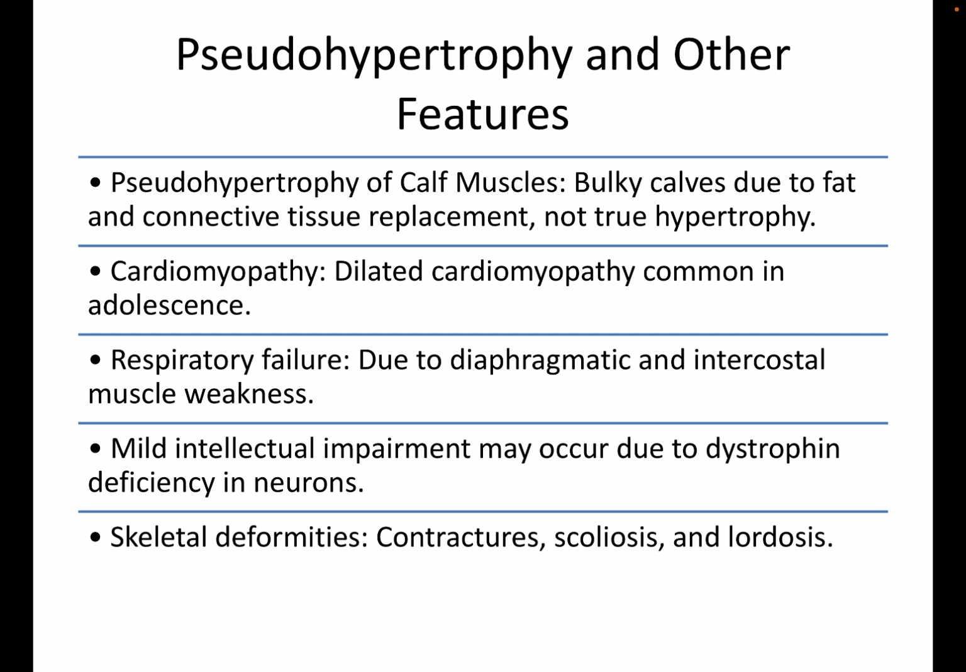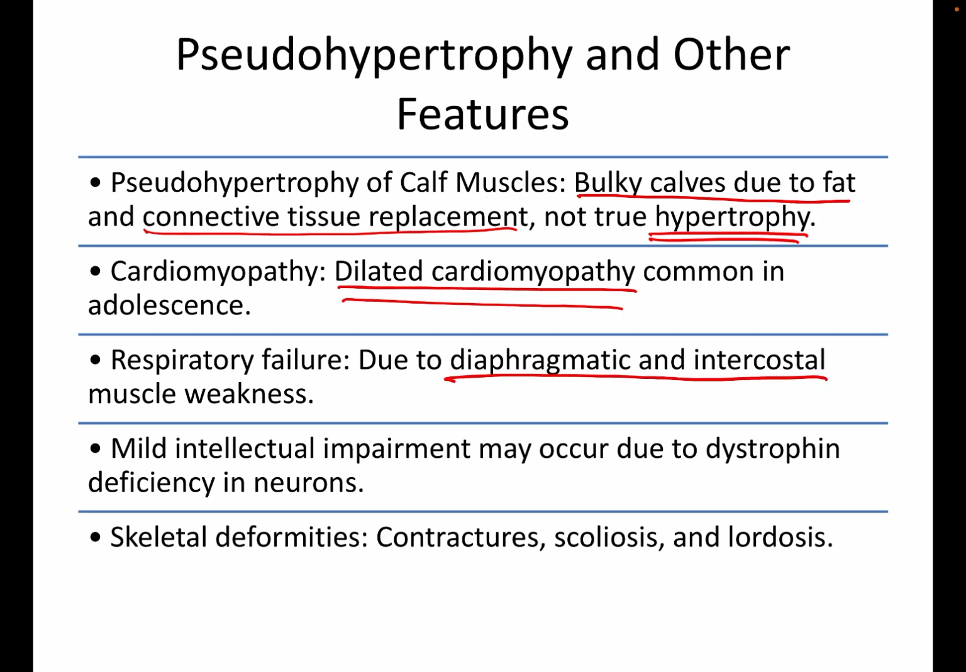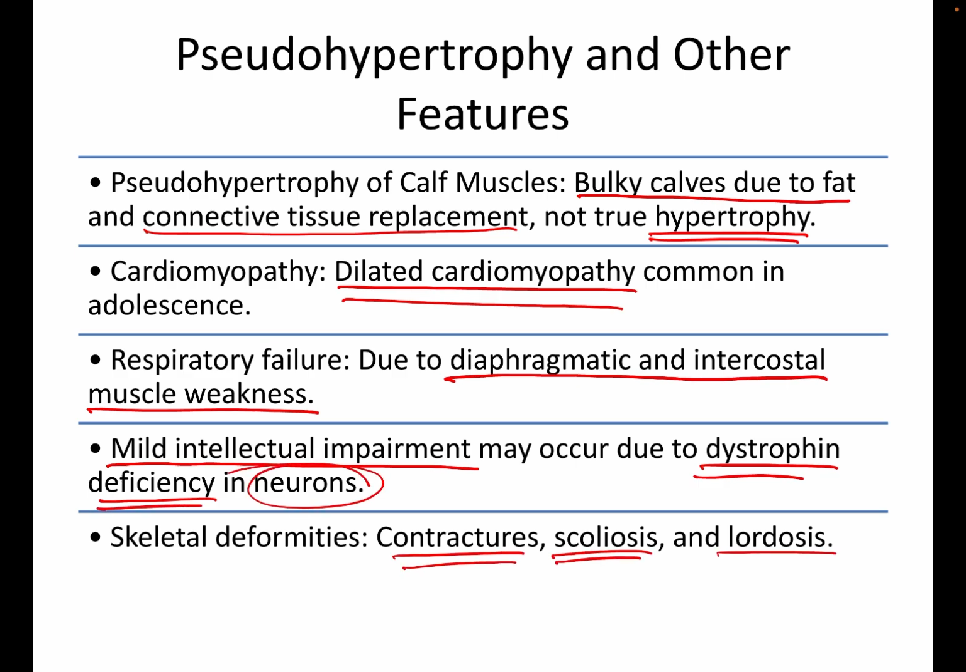So pseudo-hypertrophy and other features. Pseudo-hypertrophy of calf muscles, bulky calves due to fat and connective tissue replacement, and it is not due to true hypertrophy. Cardiomyopathy occurs. Dilated cardiomyopathy is more common in adolescence. Respiratory failure is the final cause of death due to diaphragmatic and intercostal muscle weakness. Mild intellectual impairment may occur due to dystrophin deficiency in neurons. Skeletal deformities like contractures, scoliosis and lordosis can be seen.